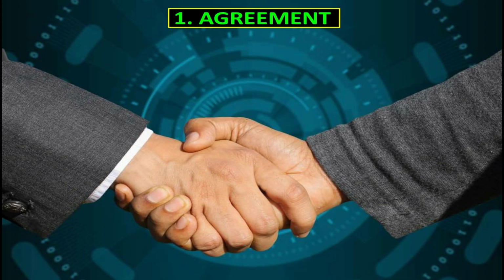Number 1, agreement. There must be a lawful proposal or offer by one party and lawful acceptance of that proposal or offer by the other party. A proposal, when accepted, becomes a promise or agreement. Here, the question that comes to our mind is what is meant by offer. So, offer is basically a specific proposal by one party to enter into an agreement with another party, which is essential to the formation of an enforceable contract.